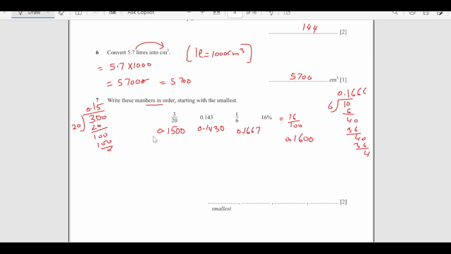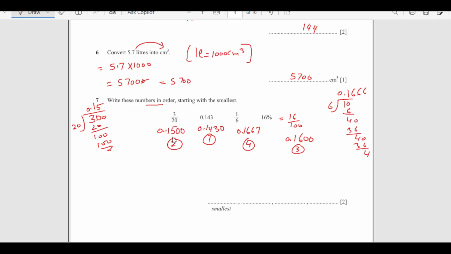Now you see, now it's easy to compare. So whole part is, you see 0 everywhere, so whole part is not going to make any difference. So if you see, this is 1500, 1400, 1600 and 600. So the smallest one is this here. I will put first numbers here, then second number is this one, 1500, then third is 1600, 1667 is on the last. So now when we putting here, we got the order already.